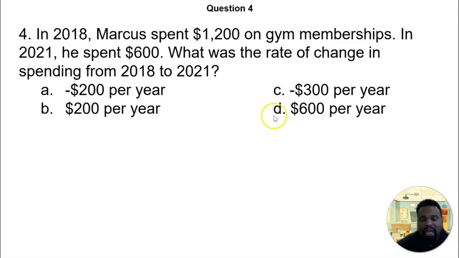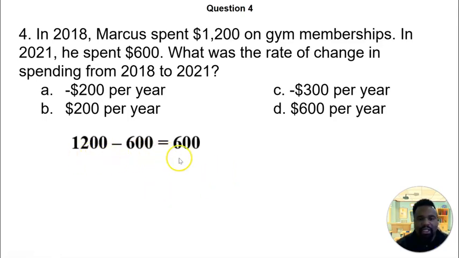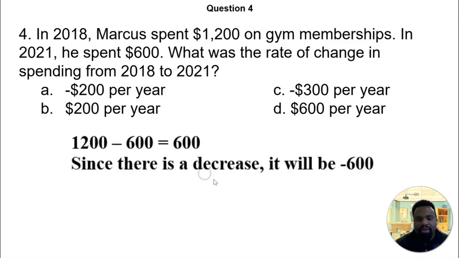All right, so we got to find our rate of change. So what we need to do is we got to find the difference. All right, so let's take a look here. We want to find the difference. 1,200 minus 600 is a difference of $600. But since it's a decrease, it's going to be a negative 600. Now, look at it. So we're looking at per year. All right, look at the decrease in memberships per year. That's what we're looking at, the rate of change.